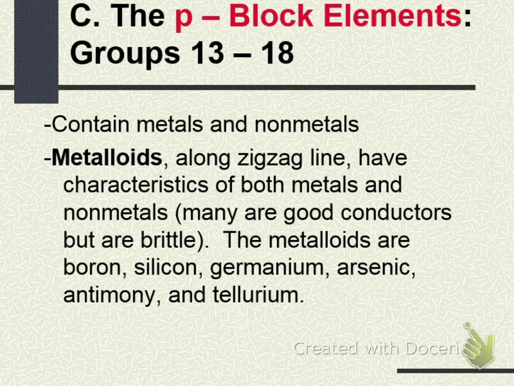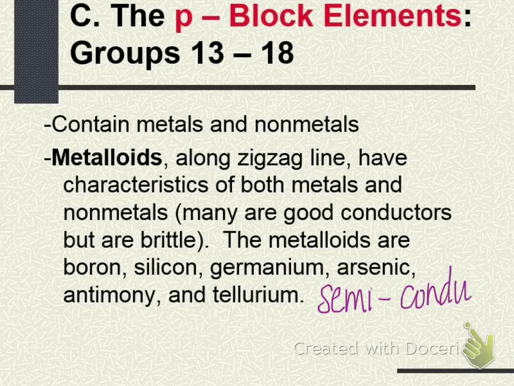Many are good conductors, but they're brittle, okay? The metalloids are boron, silicon, germanium, arsenic, antimony, and tellurium, and those are the ones we need to know on the periodic table. The thing about metalloids is they make really good semiconductors, not good conductors. That's why they're used in electronics, because they'll conduct some electric current, but not so much that you fry your circuit board. Silicon, of course, you've heard of as a really good semiconductor used a lot in electronics.